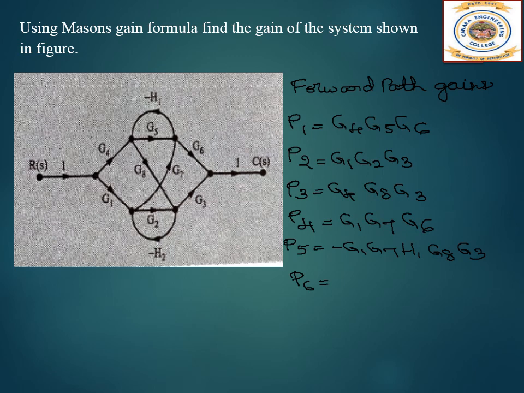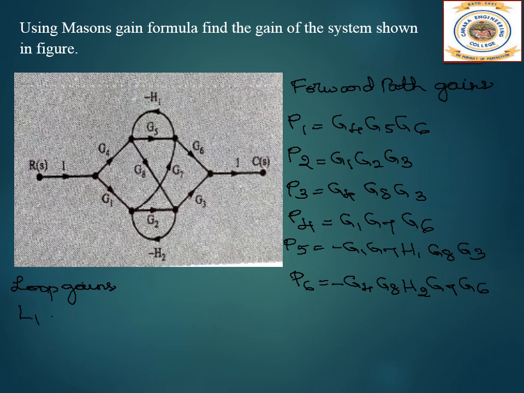In the similar way, we have to start from 1, then G4 and G8, minus H2 and G7, G6 and C of S there. So let me write. It is again minus G4, G8, H2, G7, G6. So these are the forward paths. We have 6 forward paths here. Next, let us write the loop gains.